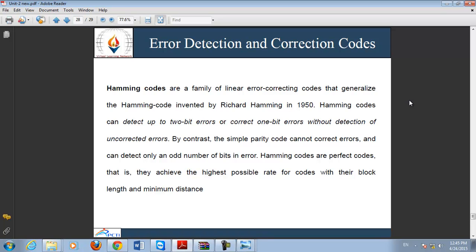Firstly, what is Hamming code? It can detect up to 2 bit errors and correct 1 bit error without any undetected error. It means the parity bit cannot correct errors, and can only detect errors in 1 bit. But Hamming codes are perfect codes, that is, by using them you can detect the errors as well as correct the errors. For example, if we take 7-bit data, then 4 redundancy bits are taken.